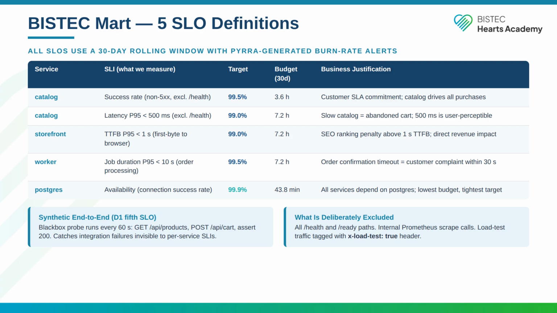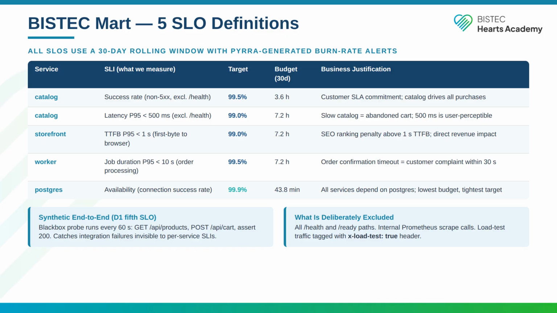The synthetic end-to-end SLO is the one most teams skip, and it's the most valuable. It exercises the full user visible path from the outside. Your catalog service can be 100% healthy while your storefront is timing out on catalog calls due to a Kubernetes network policy regression from month 3. The per-service SLOs won't catch it. The synthetic check will.